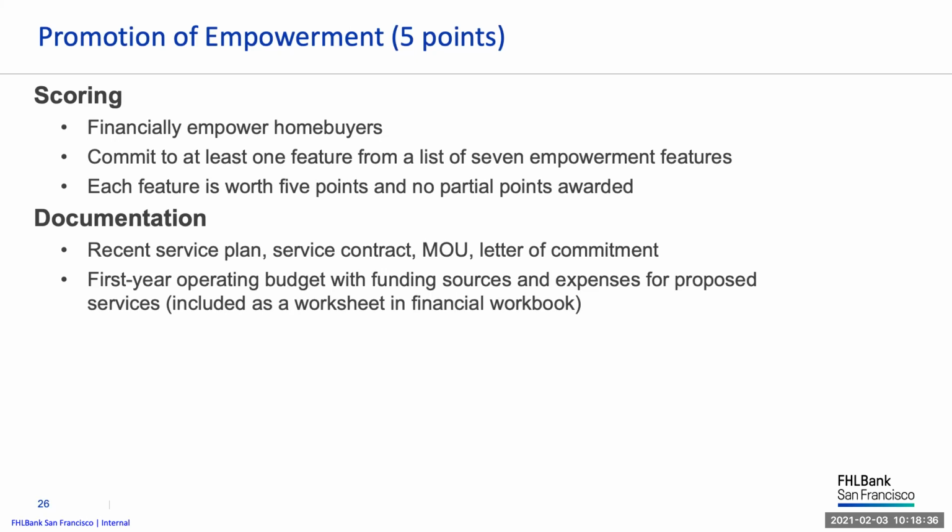Our next category is promotion of empowerment. The purpose of this section is to see how your project will financially or economically empower the home buyers through programs or services. There are 7 services or programs. Each service or program is now worth 5 points on its own instead of 6 points like in years previous.